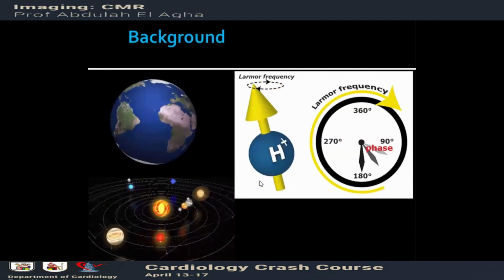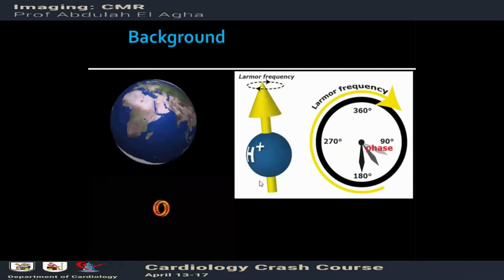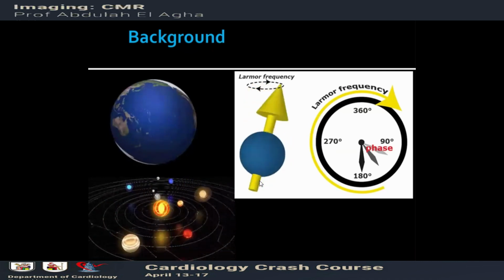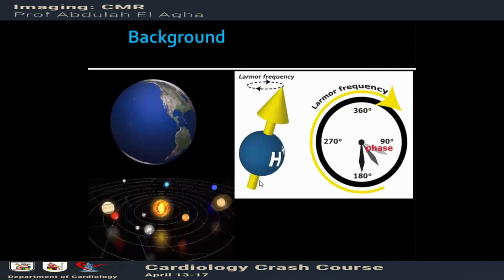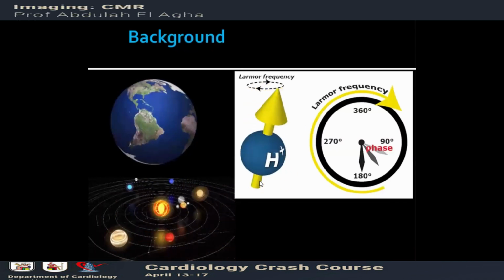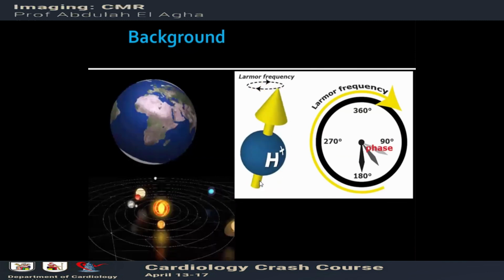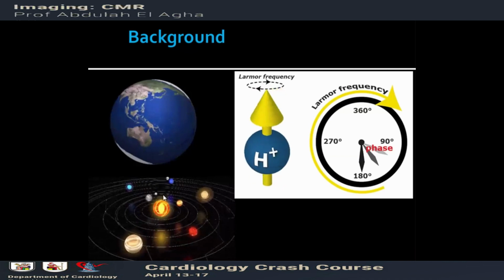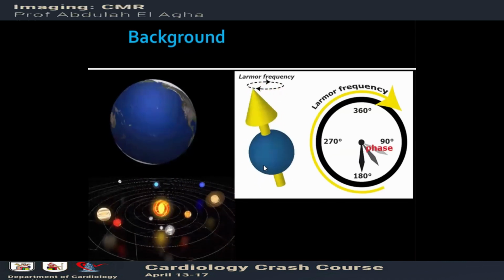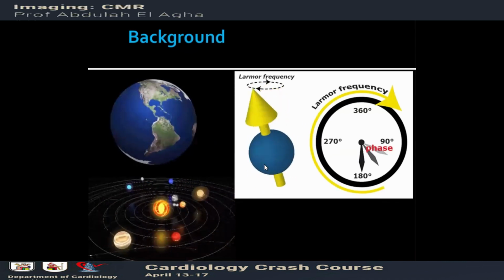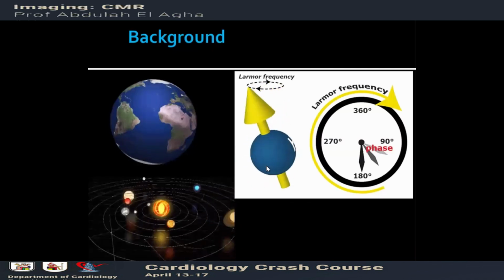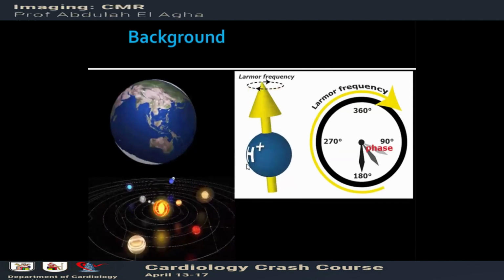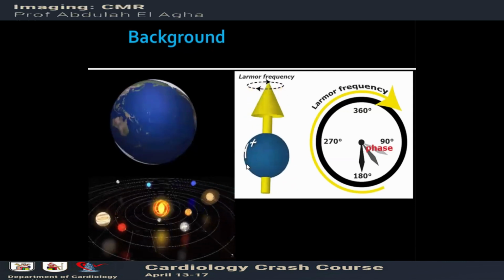Because someone may ask, why don't we image the sodium? Why don't we image the potassium? Because hydrogen is the simplest atom in the periodic table, right? It has one proton and one electron, so it's the easiest to study. And what do we study in cardiac MRI? Do we study the electron or the proton? We study the proton of the hydrogen atom that is present in the water molecule in our body.